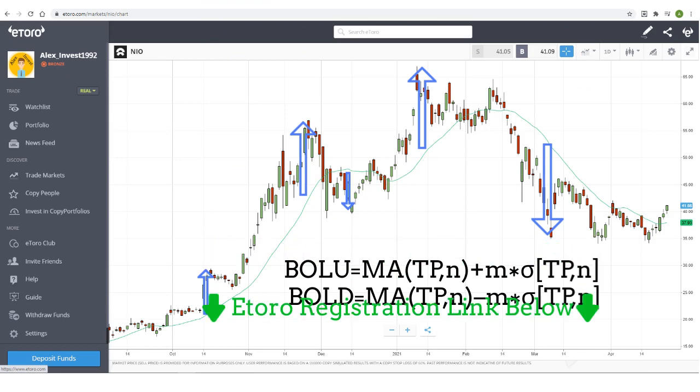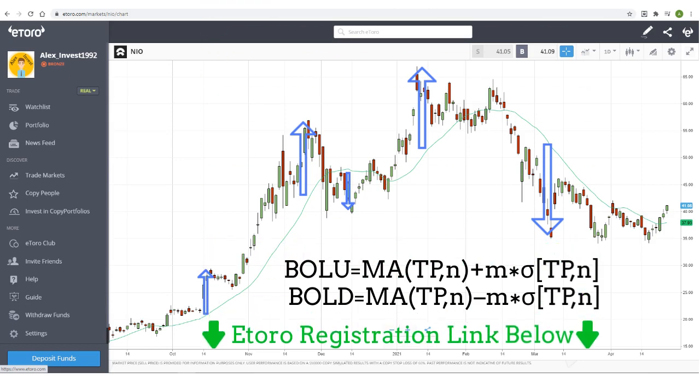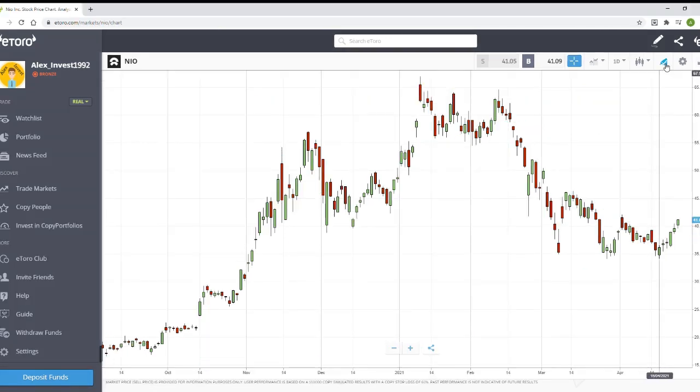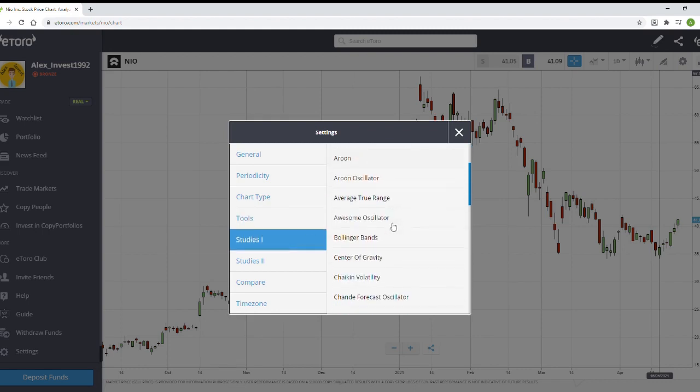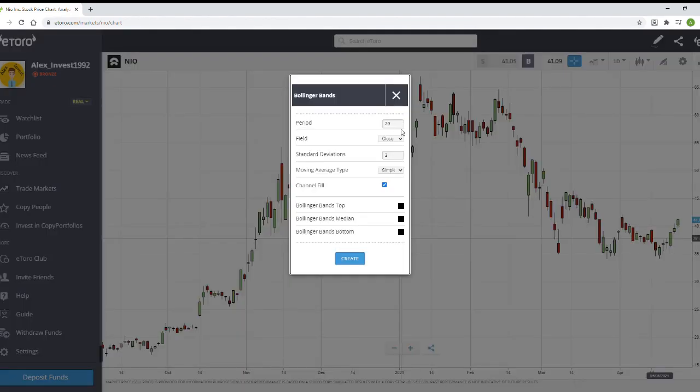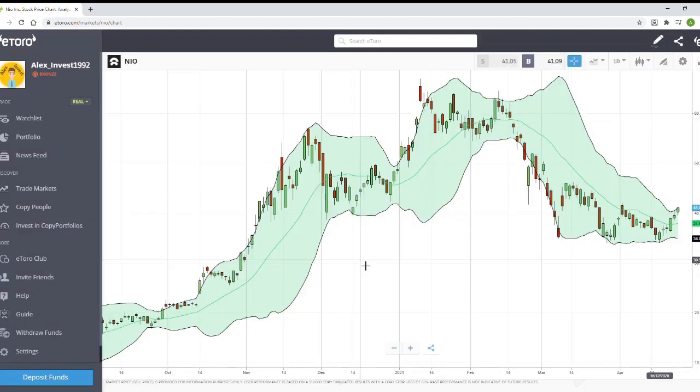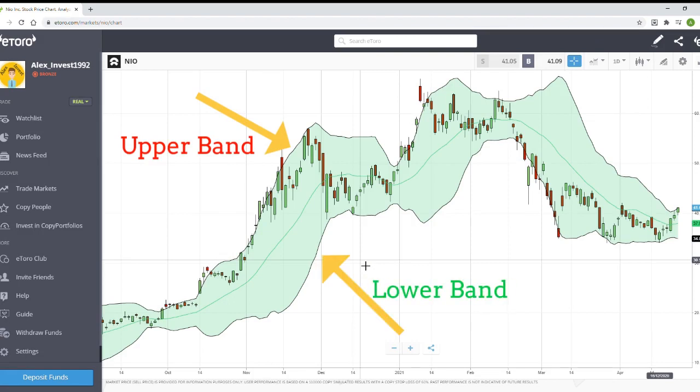Thanks to eToro built-in tools, it can be added to the chart just with a couple of clicks. Let's do that real time. Click the Toolbox button. Then go to Section Studies 1. Scroll a little bit down and here you can find Bollinger Bands. Click on it. The configuration window appears which we leave by default. Let's only change the color here to green so that we get different colors. Now click Create. We can see that the bands appeared over on the chart. There is an upper band, a lower band, and the colored area between them is the expected variation range based on the standard deviation.